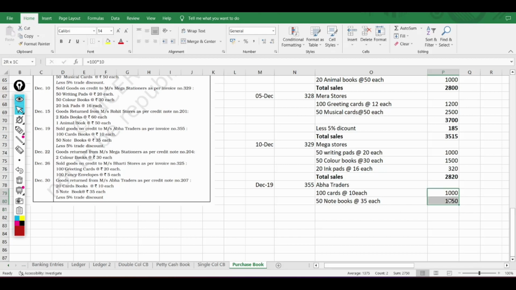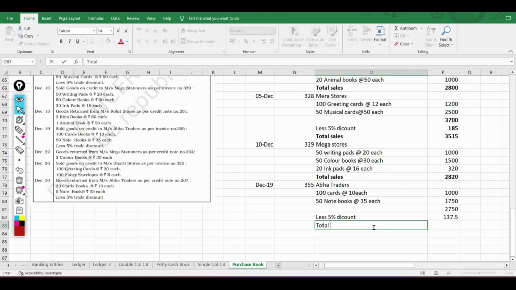Here again trade discount is allowed, but before that total of rupees 2750 less 5% trade discount, which is 2750 into 5%, which is 137.5. So our total sales will be 2750 minus 137.5, that is 2612.5 total sales for Abha stores. Next transaction on December 22, it's again a goods return. We will record it in our sales returns book.